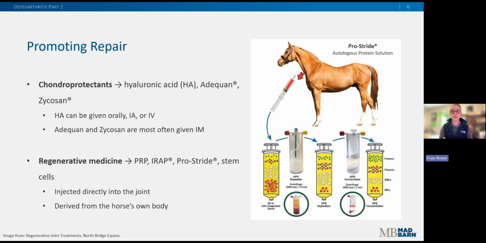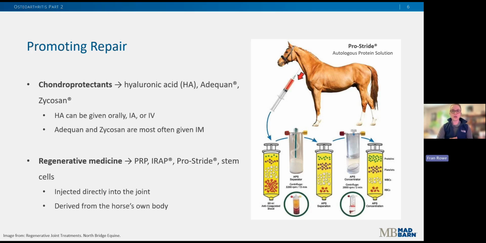In addition to trying to interrupt the inflammatory cycle in the joint, we can also aim to provide the body with building blocks that help facilitate the natural healing processes within the joint. One of the most common ways to do this is via administration of a chondroprotectant. So a chondroprotectant is just a fancy name for any type of substance or medication that supports joint cartilage health.